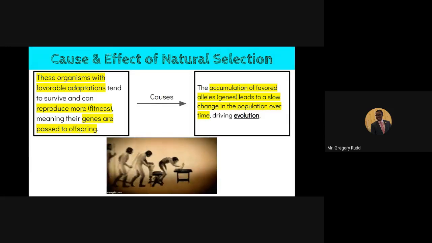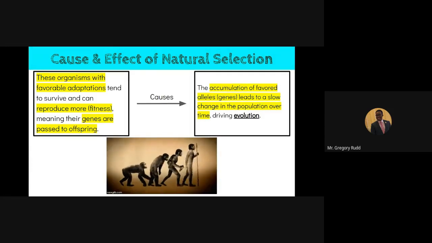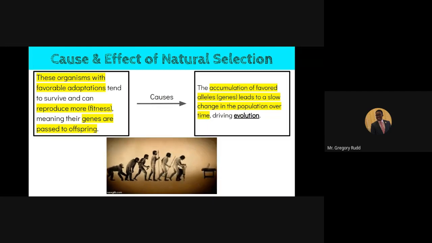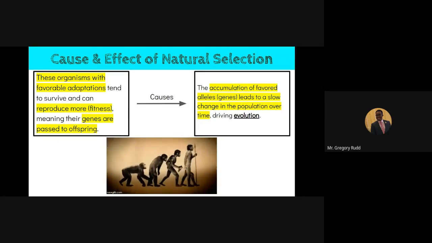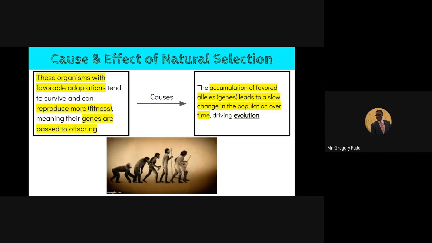But as the genes of the advantageous species or individual are passed on, they begin to accumulate within the population. And so this leads slowly to a change in the overall population. What may have begun as just one or two individuals within a population of 100 having a specific trait, eventually those individuals are more likely to have kids. And then their kids are more likely to have kids. And those kids are more likely to have kids. So you see an ongoing change over time. That change over time is called evolution.